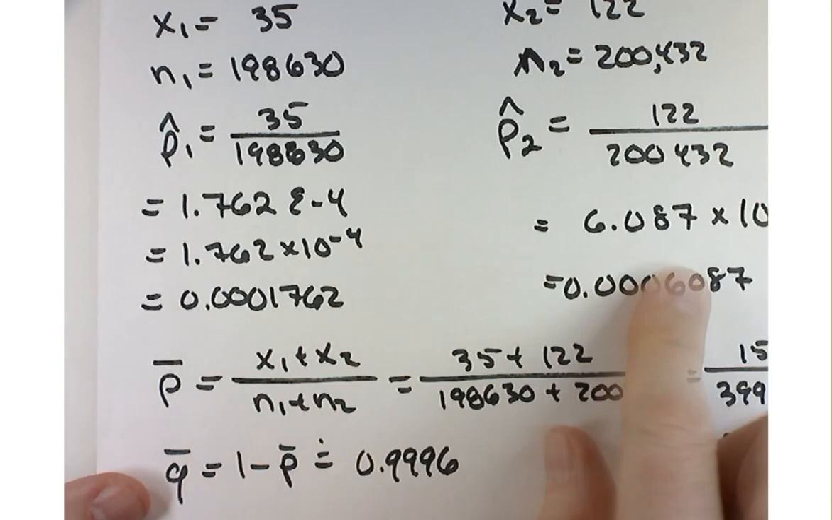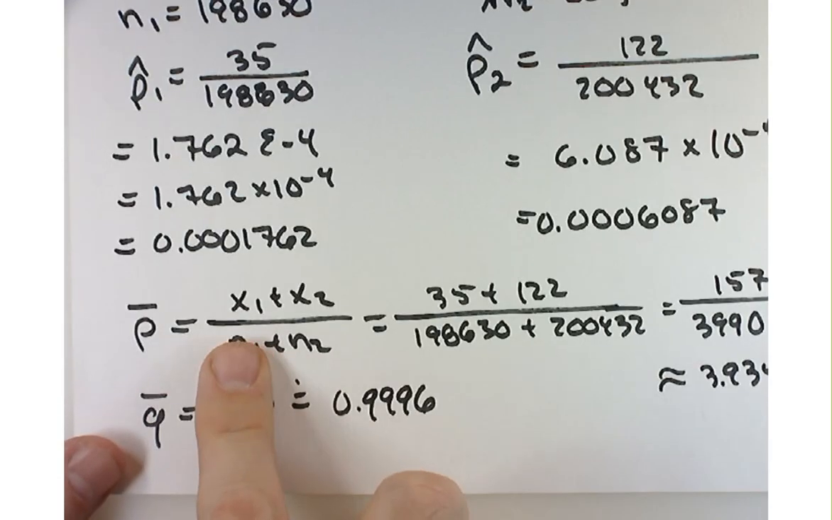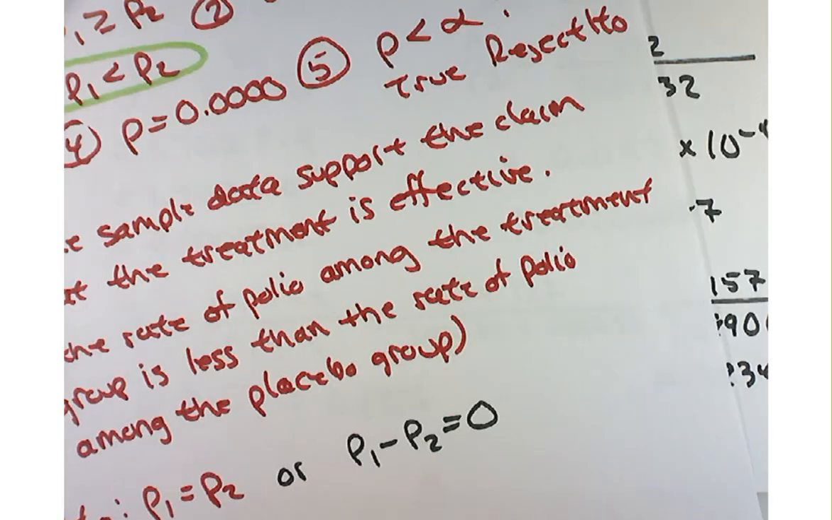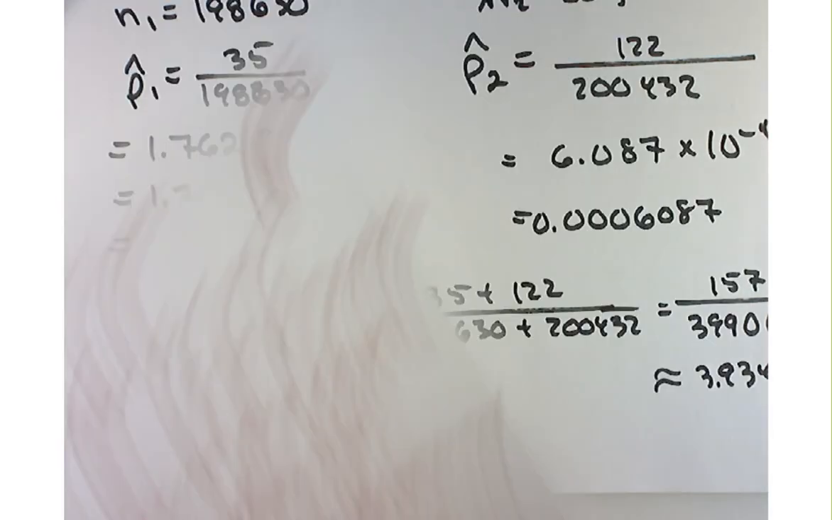Let's do one more to finish this up. Are you ever going to ask for P-bar? P-bar is kind of like the overall average. It's the average between the two groups. That's something you would use if you were stuck calculating the test statistic itself. I think the test statistic is based on a Z.